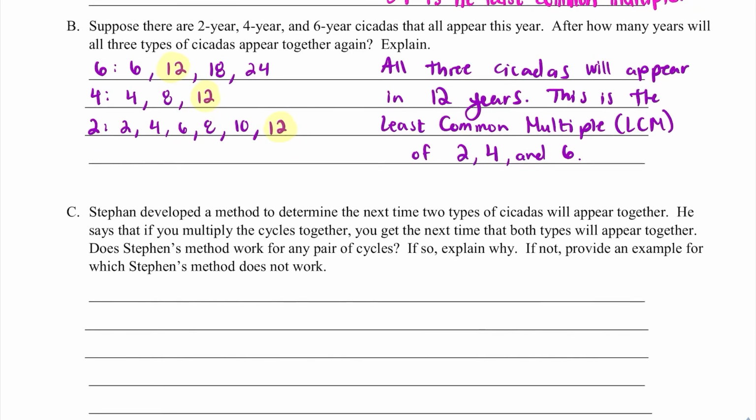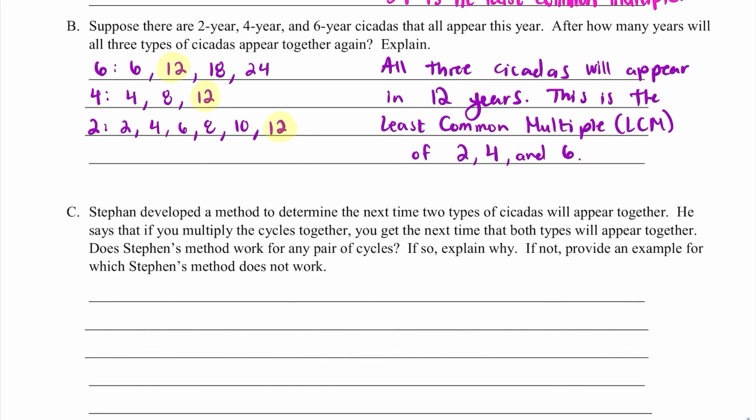Okay? Our friend Stefan here in question C actually proposes an idea that we could possibly use. It says that Stefan developed a method to determine the next time 2 types of cicadas will appear together. He says that if you multiply the cycles together, you get the next time that both types will appear together. And we're going to have to answer this question. Does Stefan's method work for any pair of cycles? If so, explain why. If not, provide an example for which Stefan's method does not work.